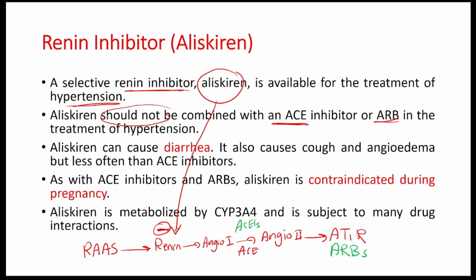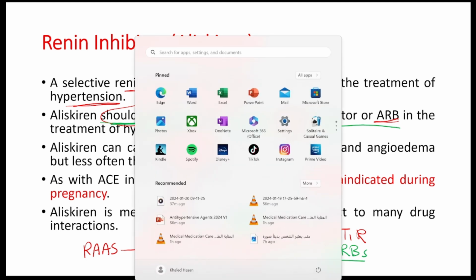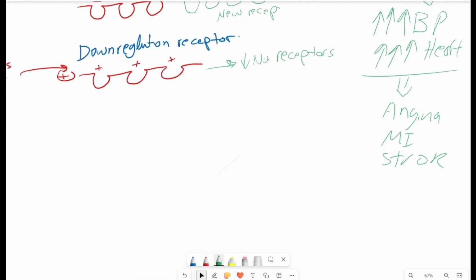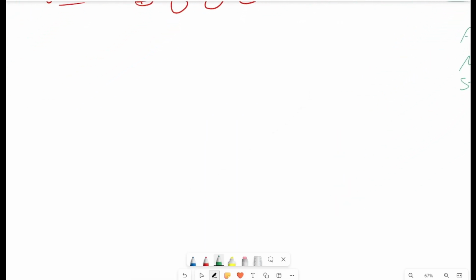So what we have here, they said should not be combined with the ACE inhibitor or ARBs, and now we understand, because this medication affects this one, it will deactivate this pathway. ACE inhibitor deactivates, ARBs will deactivate. For this reason, we don't recommend to use a combination between these three medications. Okay, maybe this will explain the similar situation when you have, I will speak about something else.